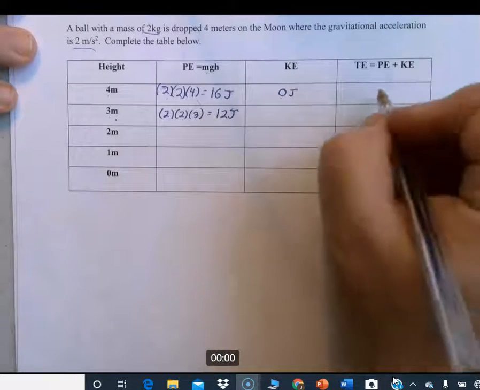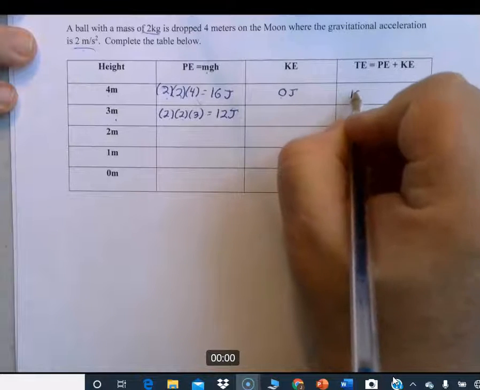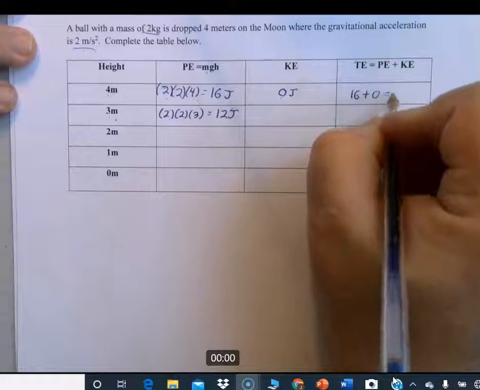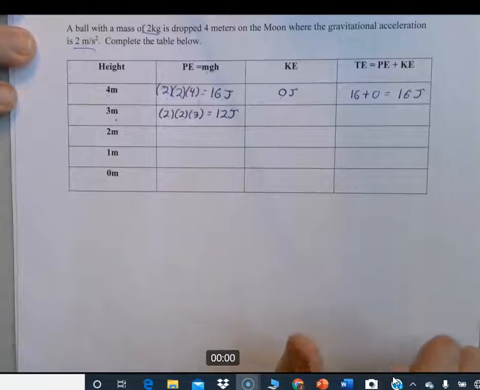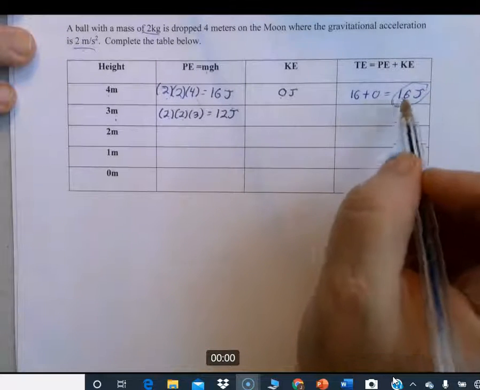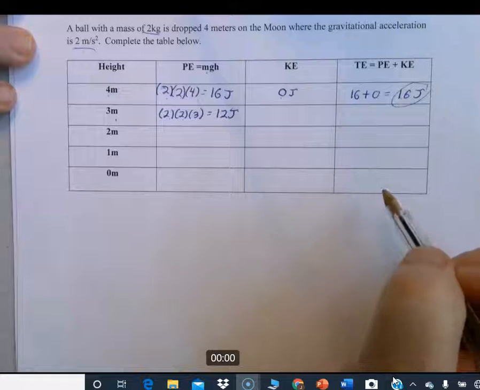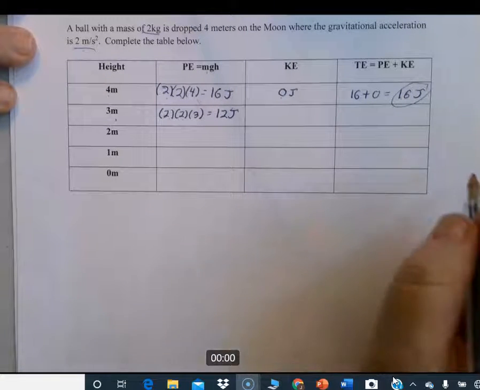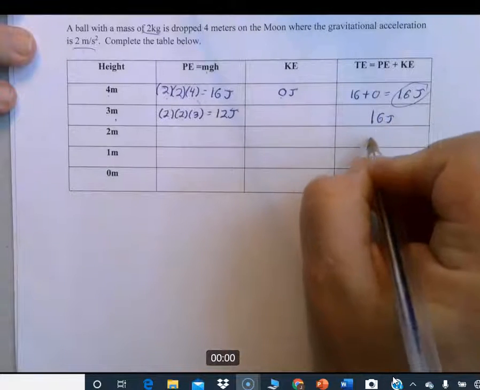Now the total energy is simply adding these two numbers together. So the total energy over here is PE plus KE, either way. So it's 16 plus 0 equals 16 joules. So it has 16 joules of total energy. And the law of conservation of energy says that once that energy is in the ball, once it falls, the total energy stays the same all the way until it hits the ground. And then the energy is released from the ball. So we can go ahead and write 16 joules all the way down.